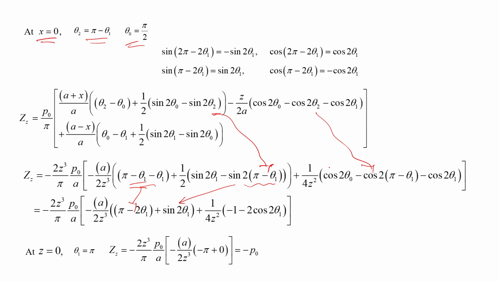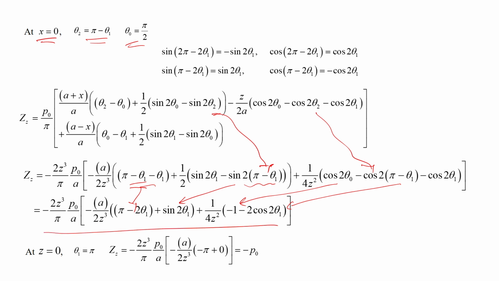Theta 0 is pi by 2. So, cos pi is minus 1. So, this minus 1 comes over here, this minus 1 comes over here, and here it comes out to be minus 2 cos theta 1 here. So, this is fine, all this. So, finally, we will have this particular expression.